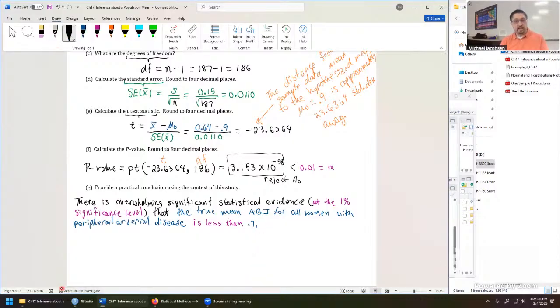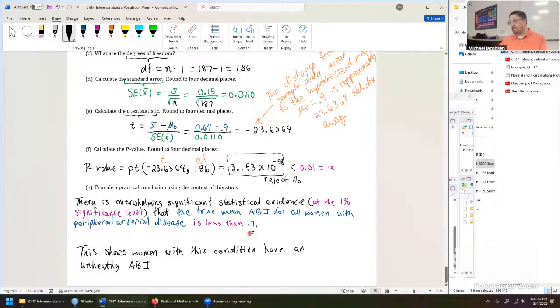So let's put that down just as an extra statement. This shows women with this condition, by this condition we mean the peripheral arterial disease, have an unhealthy ABI. And the sentence isn't over, but we were saying unhealthy ABI because it's less than 0.9. And the original context says healthy is at 0.9 or higher.